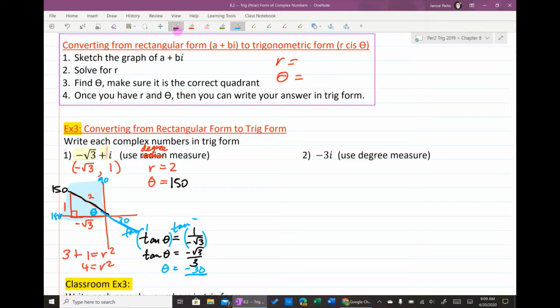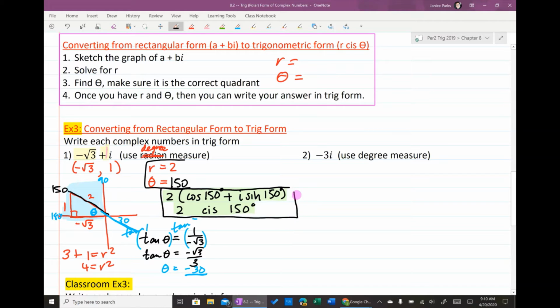Okay, so now that we have r and theta, our answer will look like this. We use these 2 values to write our answer: 2 times cosine 150 plus i sine 150. Or if you want to write the shortcut version, it would just be 2 cis 150, which means exactly the same thing. I don't care which method you use, but I just want you to know that they're interchangeable. Okay, so we're going backwards and putting it in this format.